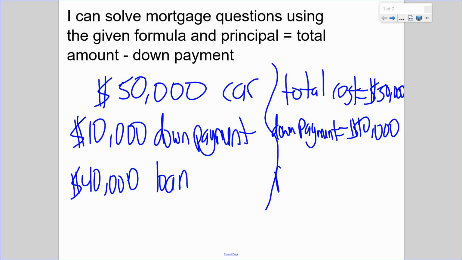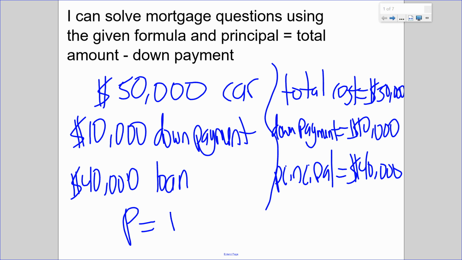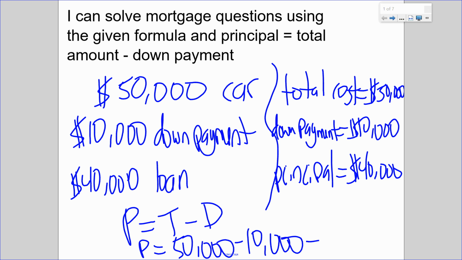So that means that the principal is $40,000 because the principal is the total cost minus the down payment. So in this case, the principal was the total cost, 50,000 minus the down payment, 10,000, which gives me 40,000.